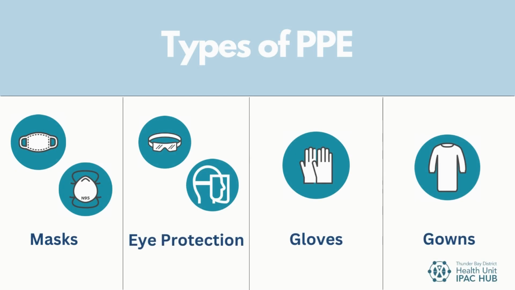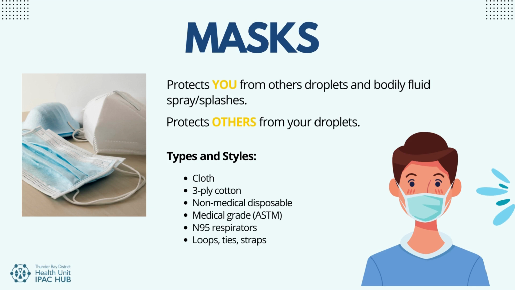So personal protective equipment includes a variety of masks, eye protection, gloves, and gowns. Masks can be utilized for two different types of protection. Most commonly, masks are a form of PPE that covers your nose and mouth to protect your respiratory system, as well as some mucous membranes from droplets and aerosols and splashes and sprays.